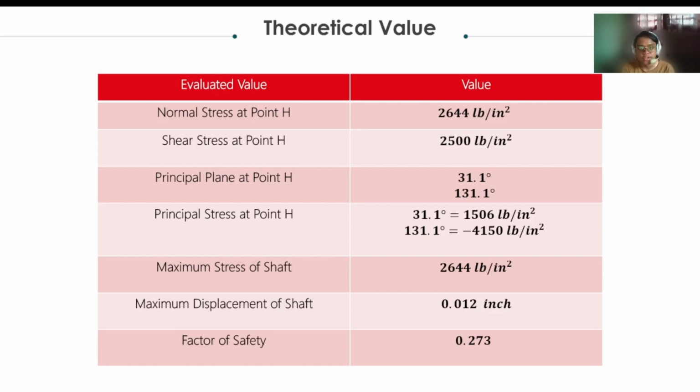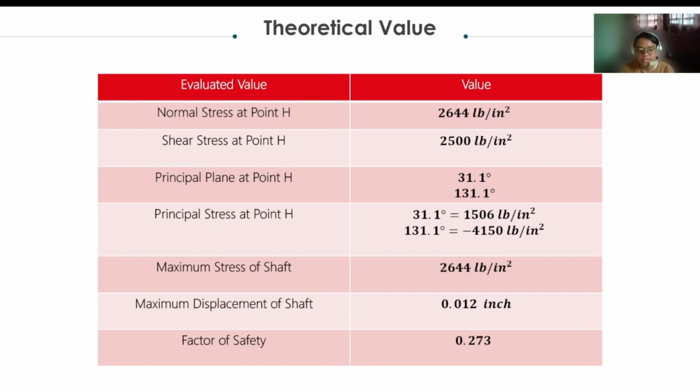B0920100084. Now we explain about the theoretical value. So let's continue. The normal stress at point H is 2644 pound per inch squared. For the shear stress at point H is 2500 pound per inch squared. For the principal plane at point H, there are 2 degree angle, which is 31.1 degree and also 131.1 degree. For the principal stress at point H, for the 31.1 degree is 1506 pound per inch squared. Meanwhile, for 131.1 degree is negative 4150 pound per inch squared.